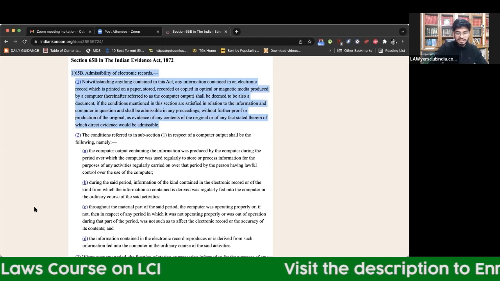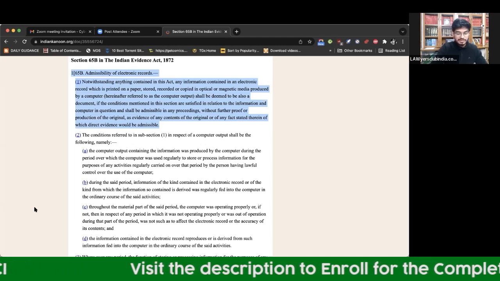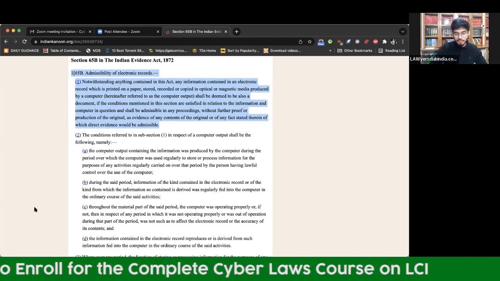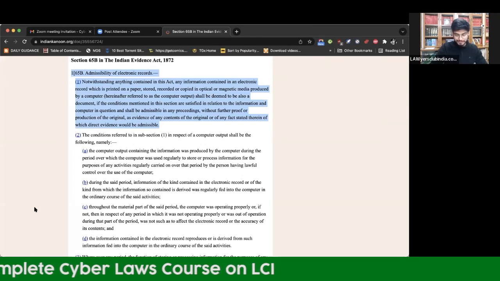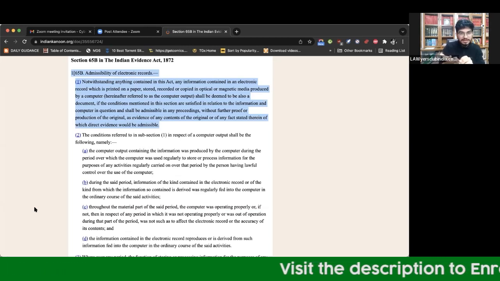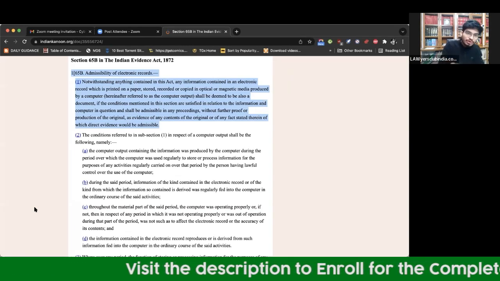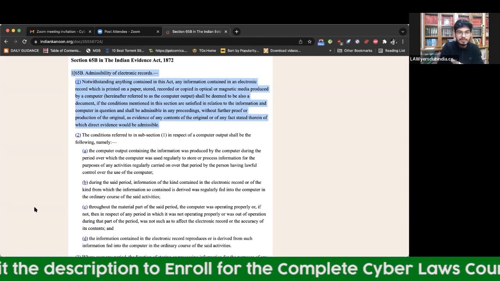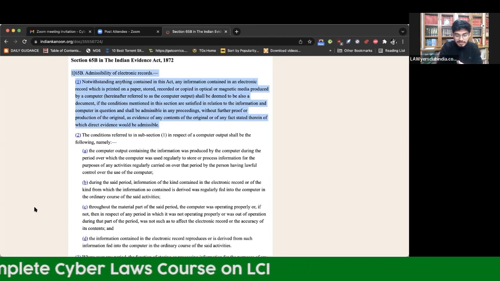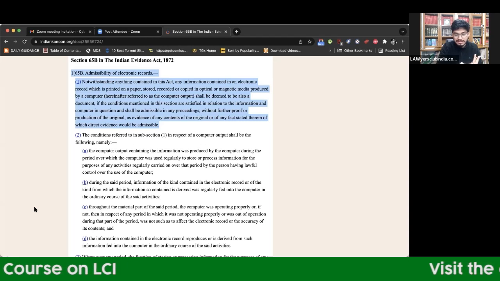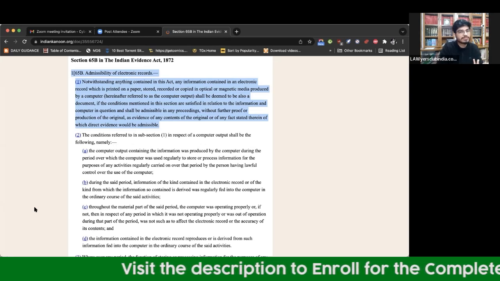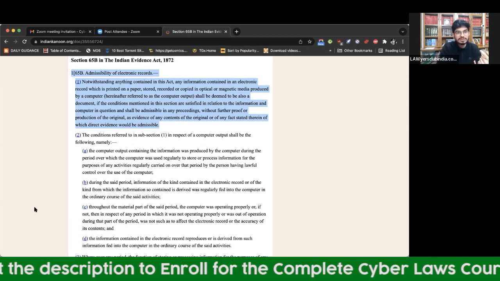Any information contained in an electronic record which is printed on paper, stored, recorded, or copied in optical or magnetic media produced by a computer. Second part of it, it can be any information that has been printed on paper. It can be anything that is stored on your computer. For example, it might be a Word document, or it might be an audio recording on your phone. Then it might be something that is recorded, I've already covered it, and something that is copied in optical or magnetic media produced by a computer. That again is the output of the computer on the screen. It might also be a video.